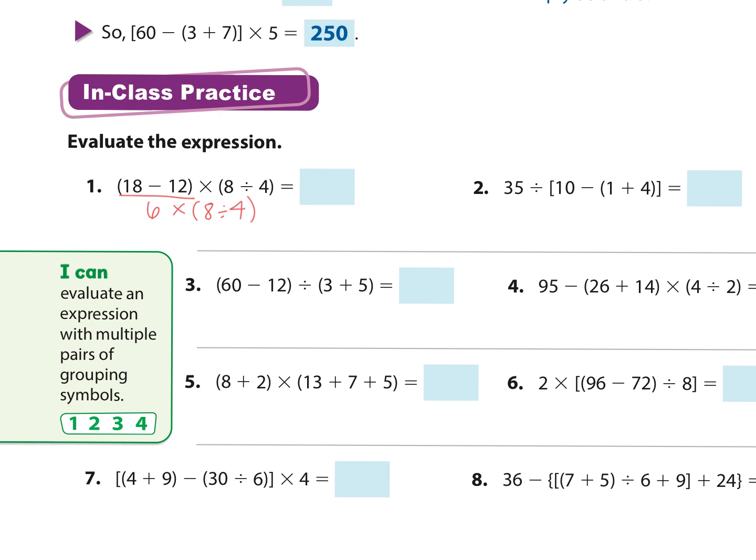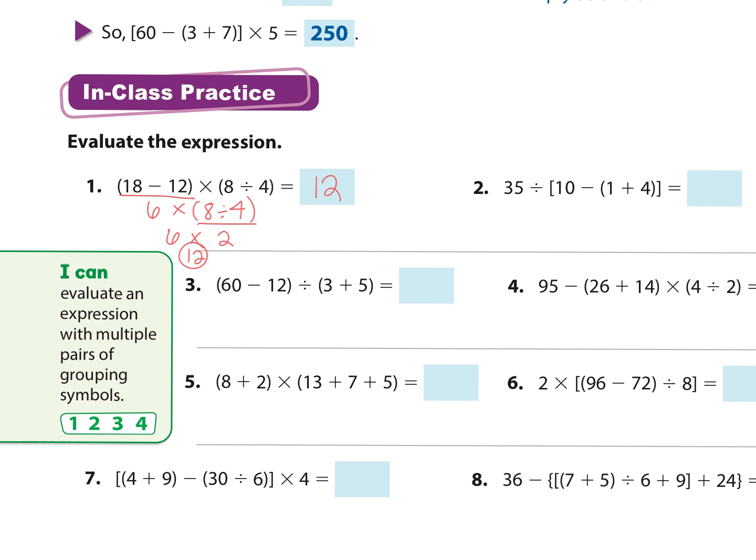What will I solve next? 8 divided by 4, which is 2. Bring everything else down. So I have 6 times 2. And what is 6 times 2? 12. 6 times 2 is 12. So notice again how it makes that shape of a pizza.